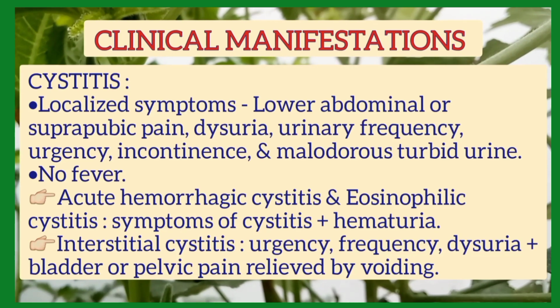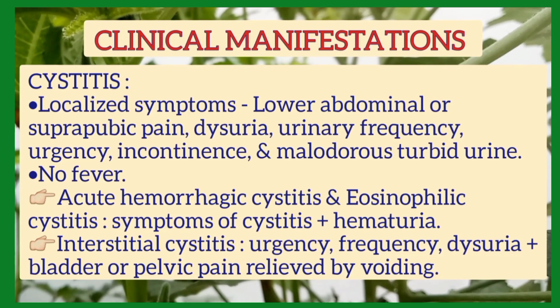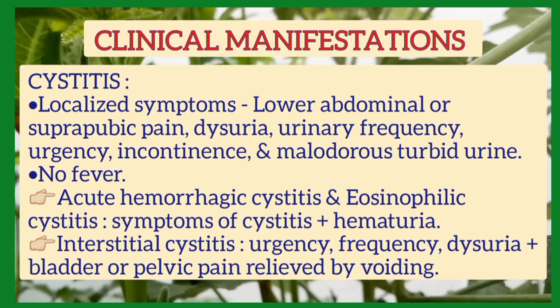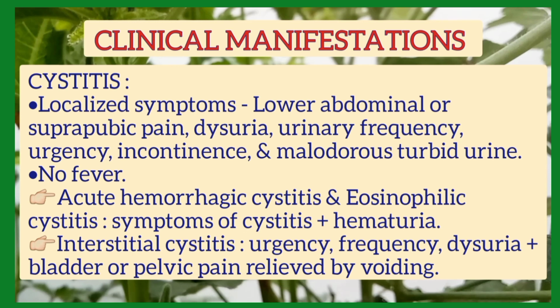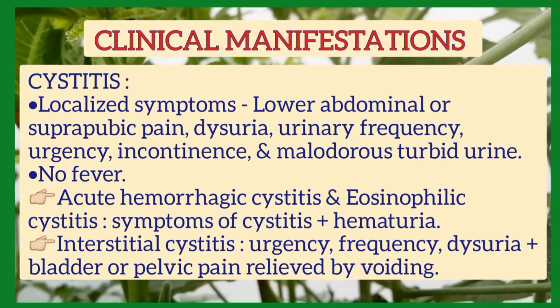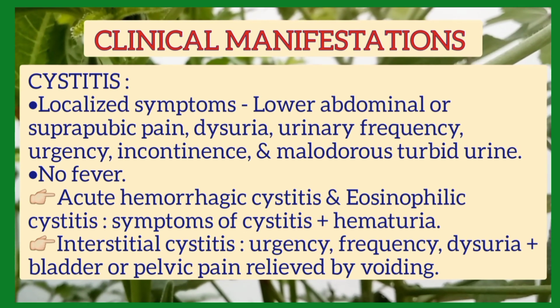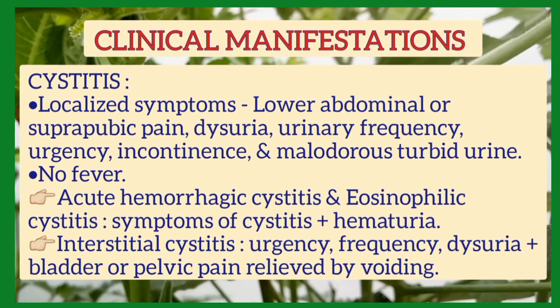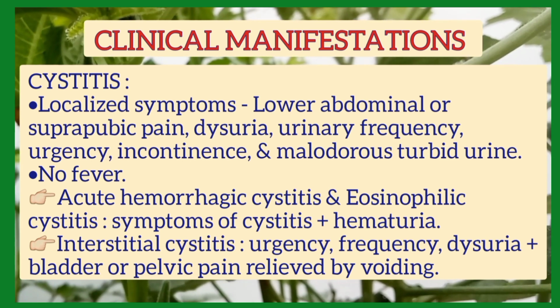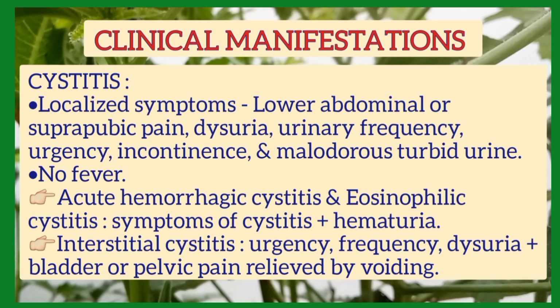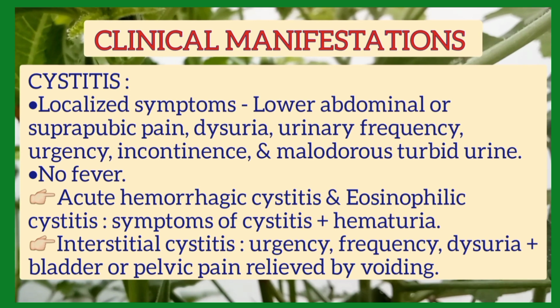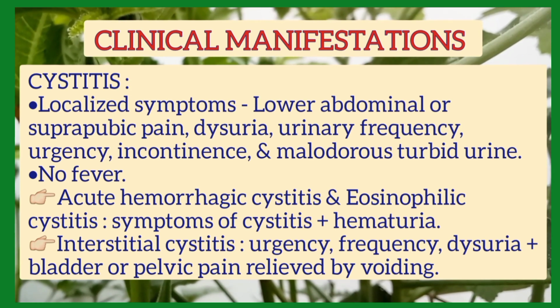In lower UTI, that is cystitis, localized symptoms are present. These include lower abdominal or suprapubic pain, dysuria, urinary frequency, urgency, incontinence, and malodorous turbid urine, and there is no fever. In acute hemorrhagic cystitis and eosinophilic cystitis, above symptoms of cystitis are present along with hematuria. And in interstitial cystitis, there is urgency, frequency, dysuria, plus bladder or pelvic pain, which is typically relieved by voiding.